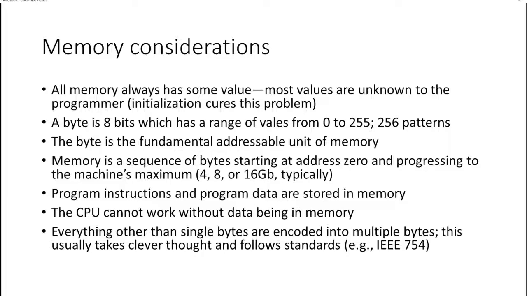Now, a byte is 8 bits. That means there's 8 binary digits. A binary digit has the value 1 or 0, and that's all. Which means in decimal terms, in the terms we're used to, a byte can have values between 0 and 255, for a total of 256 different patterns.